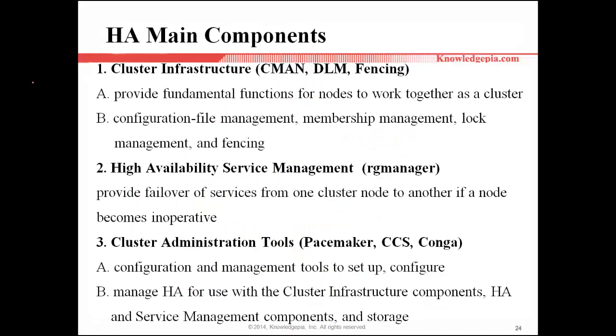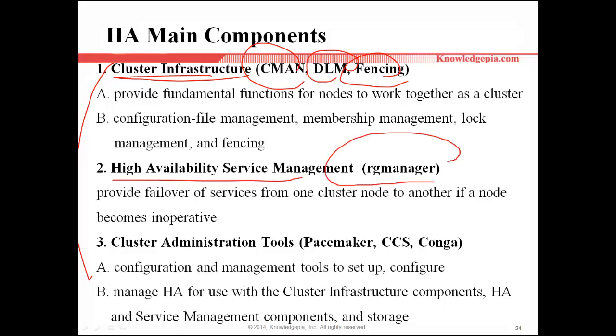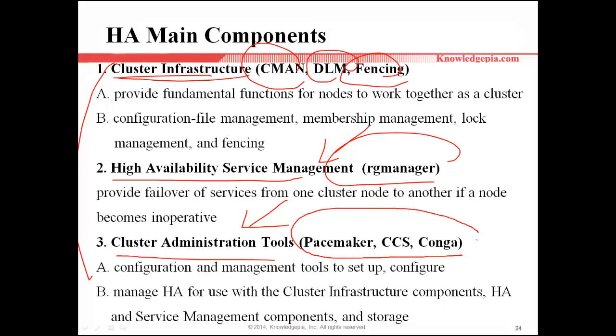HA, high availability main components. Number one, cluster infrastructure. The main components include three kinds of things. Here, cluster infrastructure: CMAN, DLM, fencing. Second, high availability service management, for which we will use rgmanager. And three, cluster administration tools. For this purpose, in this course, I will introduce these tools: Pacemaker, CCS, and Conga.